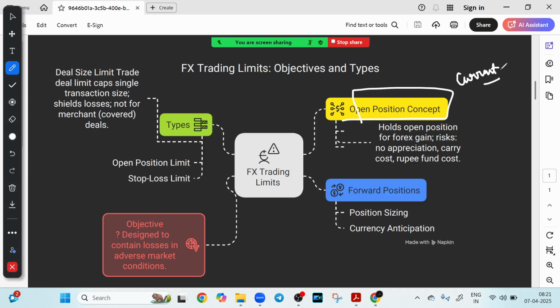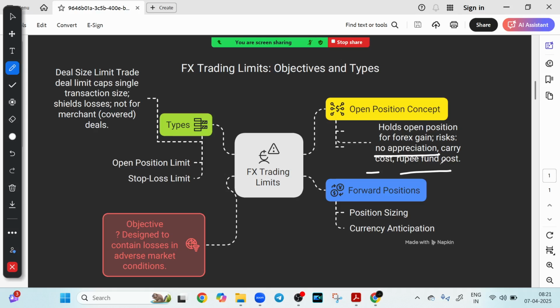But it comes with a set of risks. Obviously, the risks are there, right? The bank has kept the open position expecting to gain from forex movement, expecting the forex gain. But yes, there are some risks also in this case, like the market may not appreciate as expected. You can see the first risk is no appreciation. The second risk is carry cost, and the third risk is the rupee fund cost, all add up.